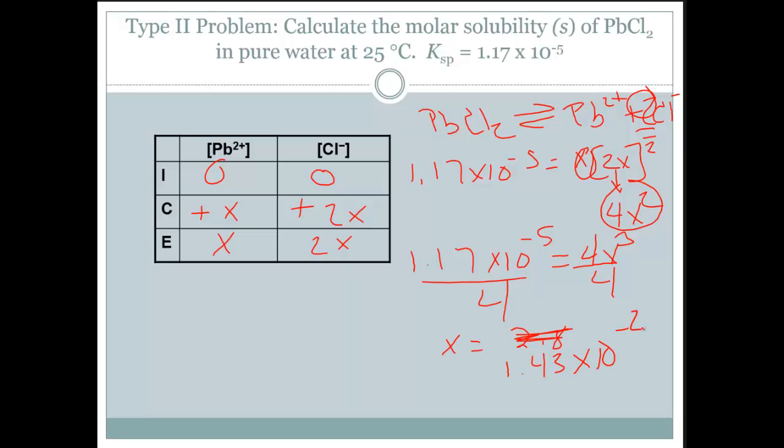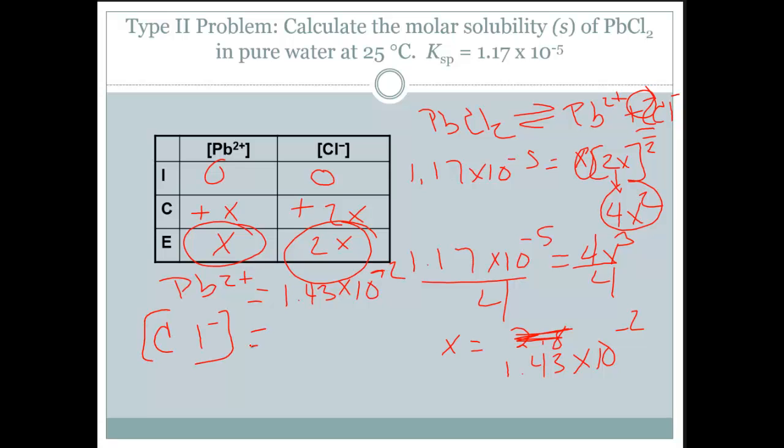Now we want to plug that number back into our concentrations. So that means Pb2+ is going to equal just plain 1.43 times 10 to the negative 2. Whereas the Cl- concentration is going to be 2 times that, which comes out to be 2.86 times 10 to the negative 2.